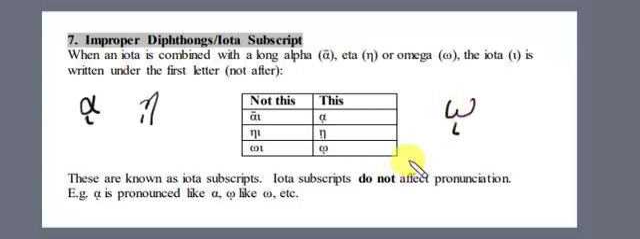Okay, so again, I rarely call these improper diphthongs. Most of the time, we'll just call them iota subscripts. And again, just remember that they do not affect pronunciation, but it does make a difference, and you'll see here at the beginning of chapter 2 why they make a big difference.